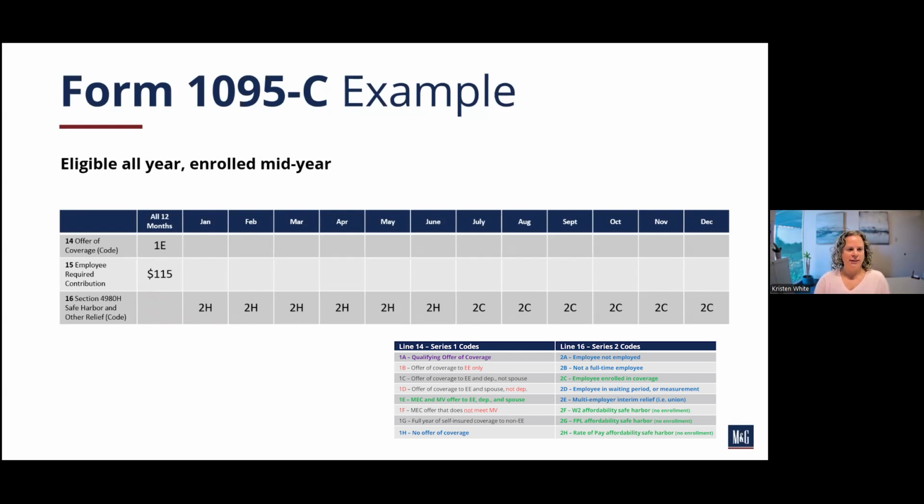This person was eligible all year. So you can see the first two look similar to what we've had, but they didn't enroll until mid-year. This first part is just showing, since they waived, our rate of pay safe harbor, and they must have had some type of QLE. And then they enrolled in July, and they were enrolled the rest of the year.